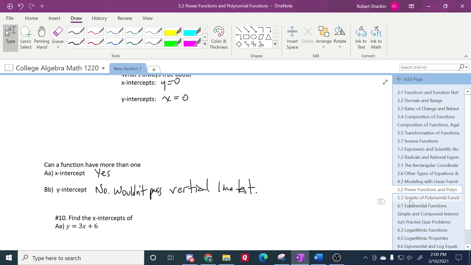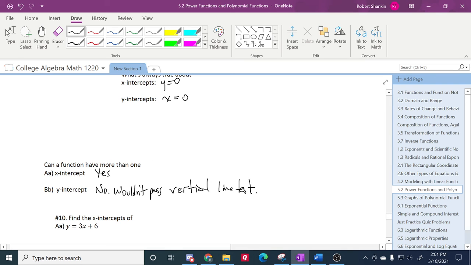If I asked you on number 10a to find the y-intercept, you just substitute the x as 0 and the y is 6. And it zeroes out everything, and then the y is already by itself. So that's why we don't usually focus on the y-intercept. They're easy. X-intercepts can be harder. All right.